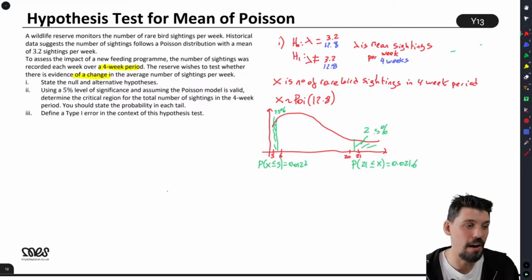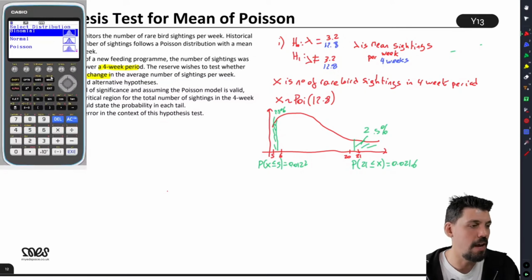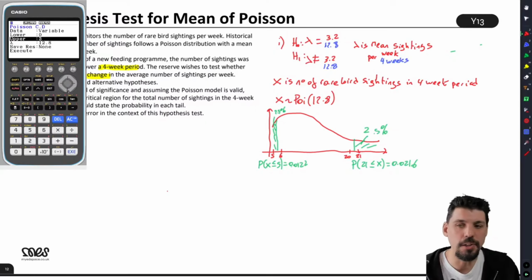You just have to do a bit of trial and error, Anthony, I'm afraid. So you would have to go and just try a few. So we would go normal, we'd go Poisson, we'd go BCD. And you would have to do a bit of trial and error. So well, let's start with 3. That is too small. So we'd go to 4, we'd go to 5. Okay, that's less than 2.5%. Let's go to 6. That's more than 2.5%. So we've found it.